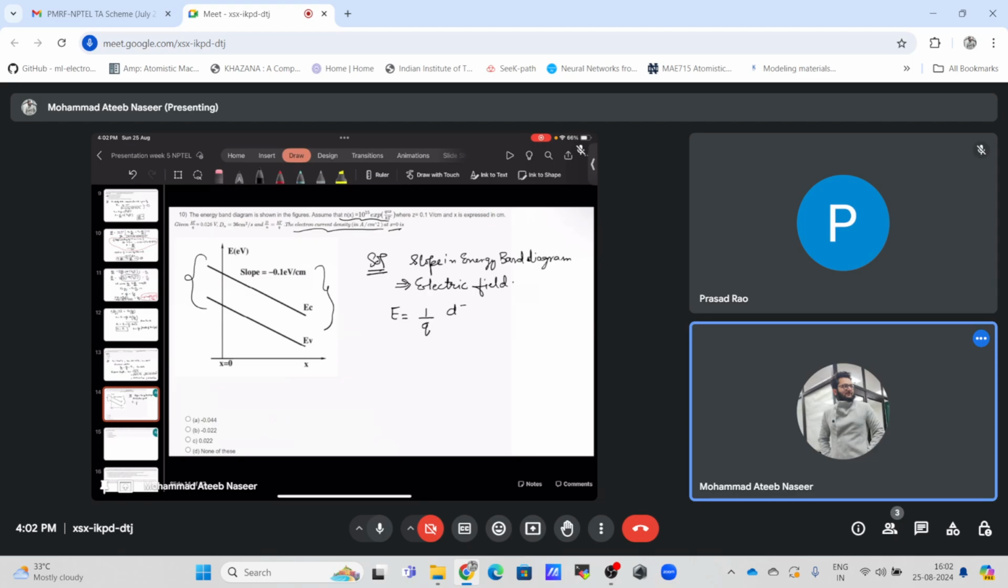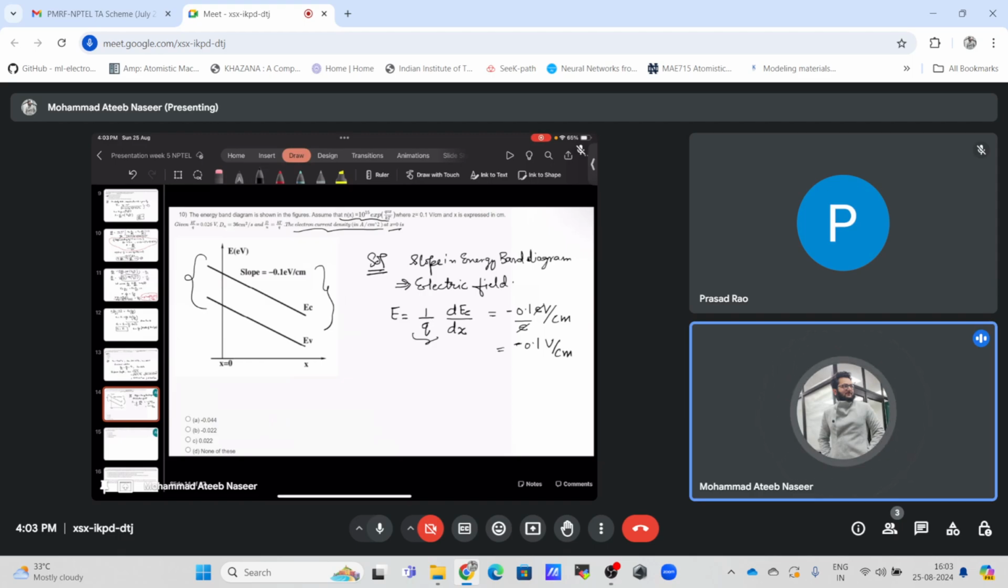So the electric field is simply 1 by q, let's take the conduction band energy as a reference, dEc by dx, and over here it has been given to be equal to 0.1 electron volt per centimeter. Now since it is electron volt, it is divided by electron charge, and we have taken q as well. It will be minus 0.1 volt per centimeter. Since q and q both are one and the same thing.